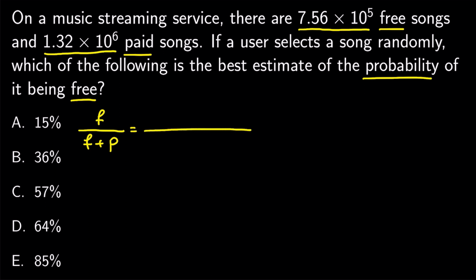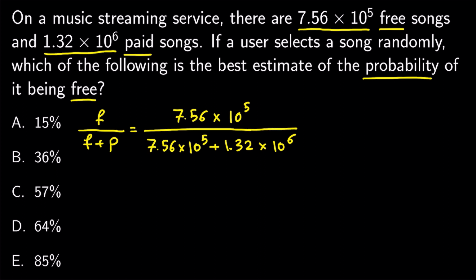We know that there are 7.56 times 10 to the power of 5 free songs and 1.32 times 10 to the power of 6 paid songs. Now we see here we've got 10 to the power of 5 and here power of 6. We can rewrite this number as 13.2 times 10 to the power of 5.